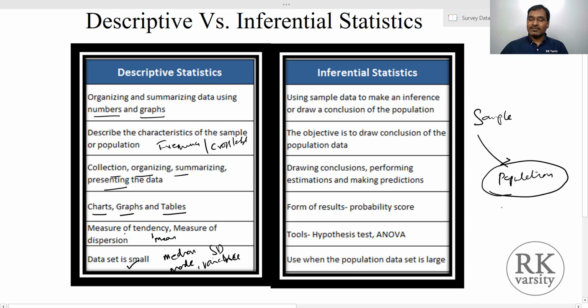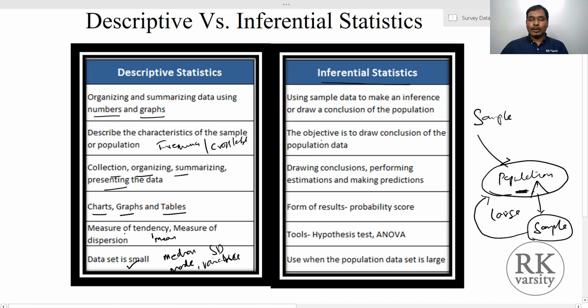We try to interpret or describe the features of a population. This happens when you have a very large population. In that case, it is very difficult for you to calculate or collect the data from the whole population. So instead of collecting the data from the whole population, we collect the data for a smaller part of the population, which we call a sample, and we analyze the sample data and we try to infer the results of the sample to the population. That's the reason why we call this inferential statistics.